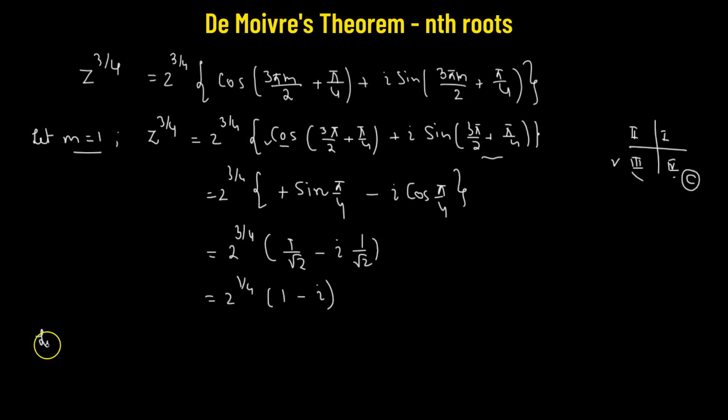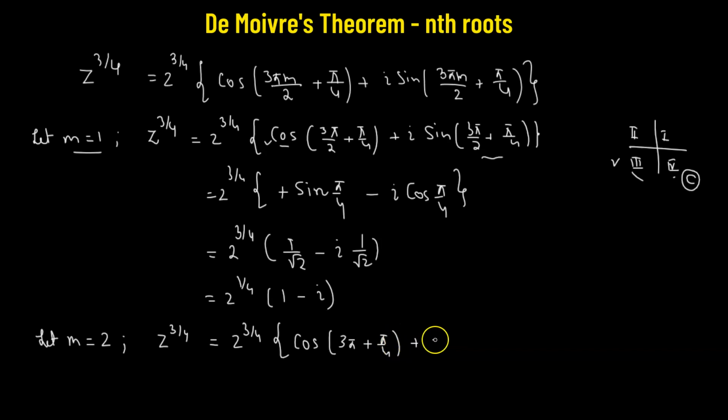Now we will consider the third case, which will be for m equals 2. So we have z raised to the power of 3 over 4. This is going to be equal to 2 raised to the power of 3 over 4 multiplied by cosine of, here we have 3 pi m. So 3 pi multiplied by 2 divided by 2 is going to give us the value 3 pi. So we have 3 pi plus pi over 4 plus iota times sine of 3 pi plus pi over 4.